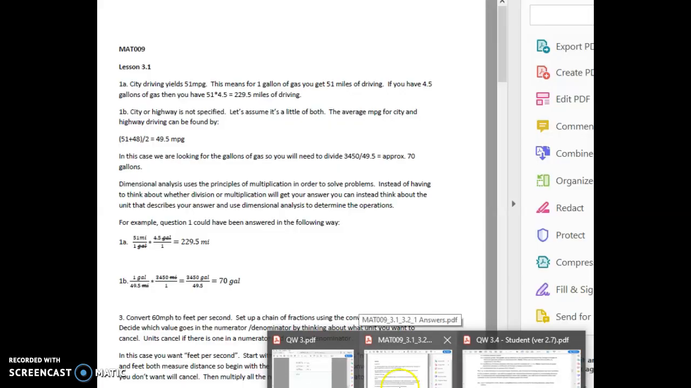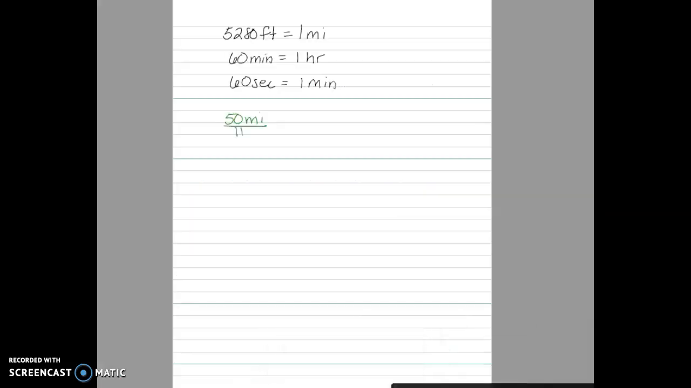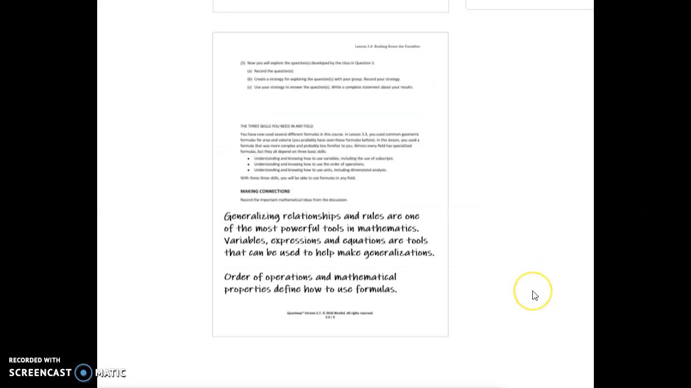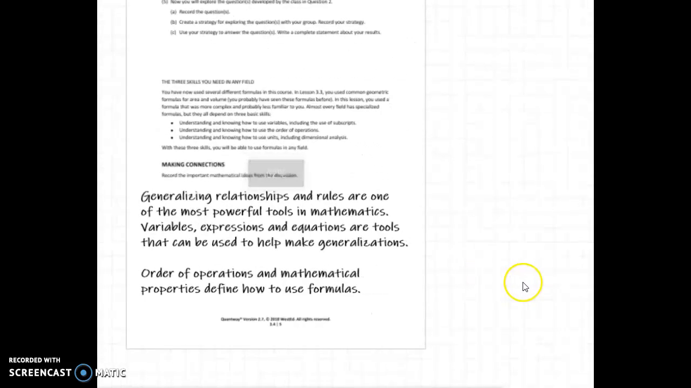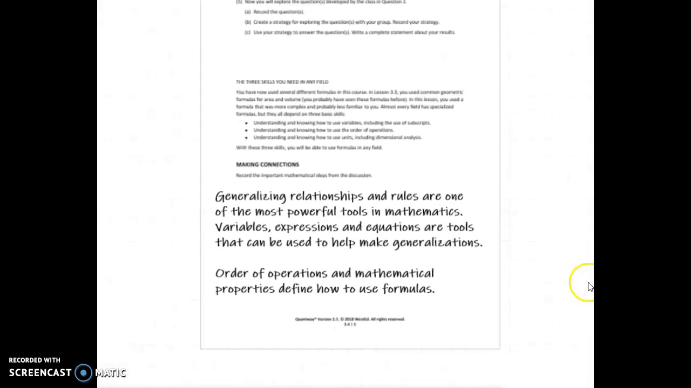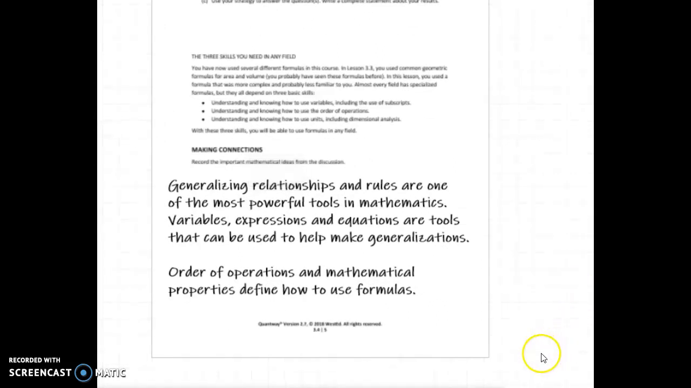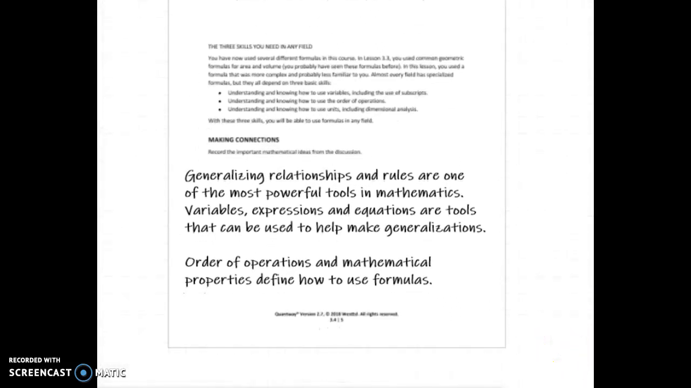All right, and then finally, let me just give you the connections. So here are your connections for lesson 3.4. So again, we started to look at formulas and equations in this lesson, and we're going to be working more with formulas, equations, and solving equations for the second half of Module 3. But the important thing that you should take away here is that generalizing relationships and rules are really one of the most powerful tools in mathematics.